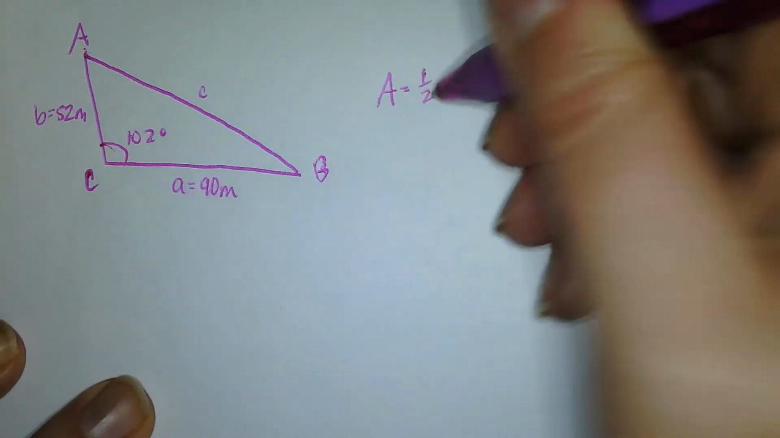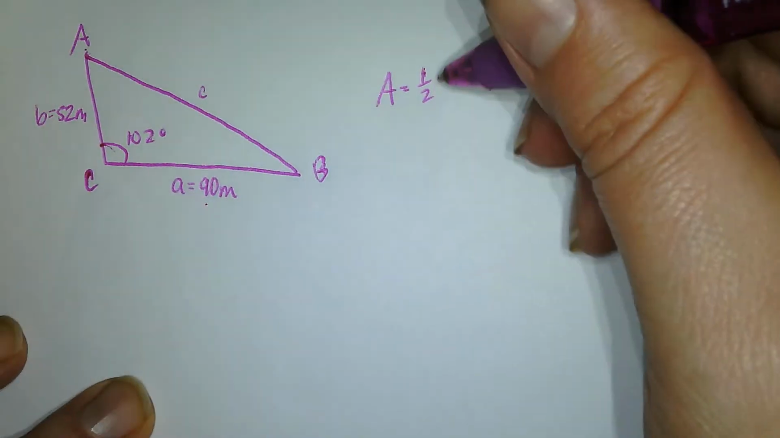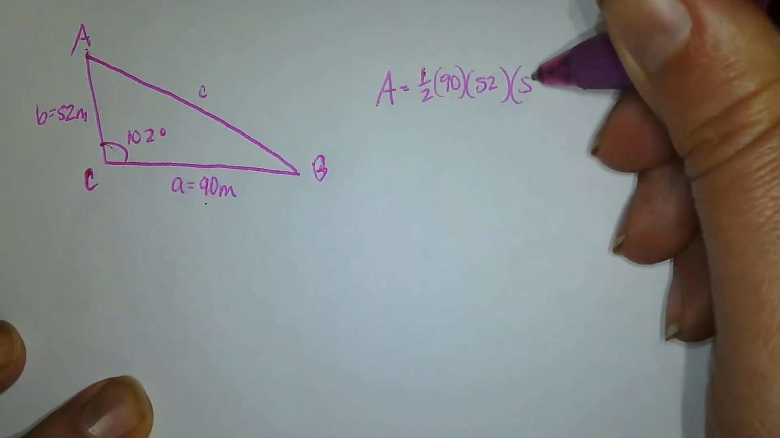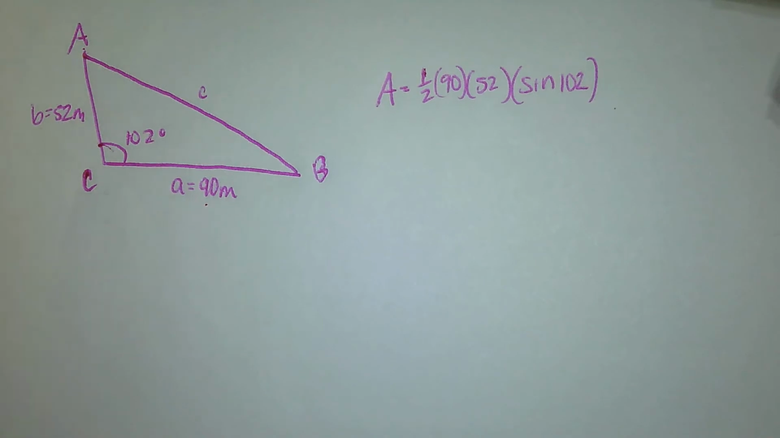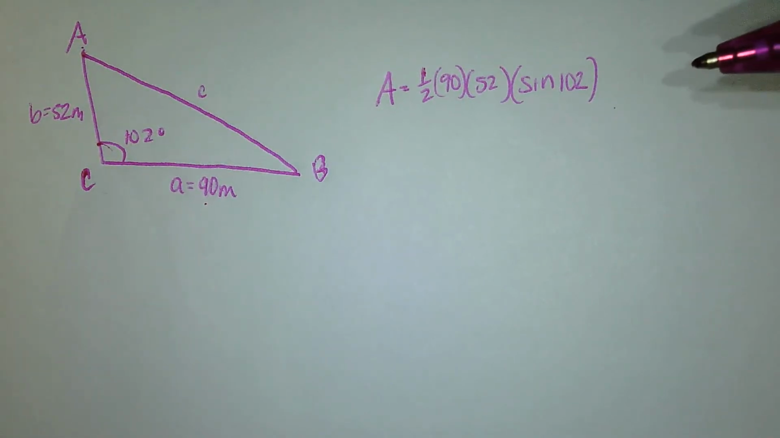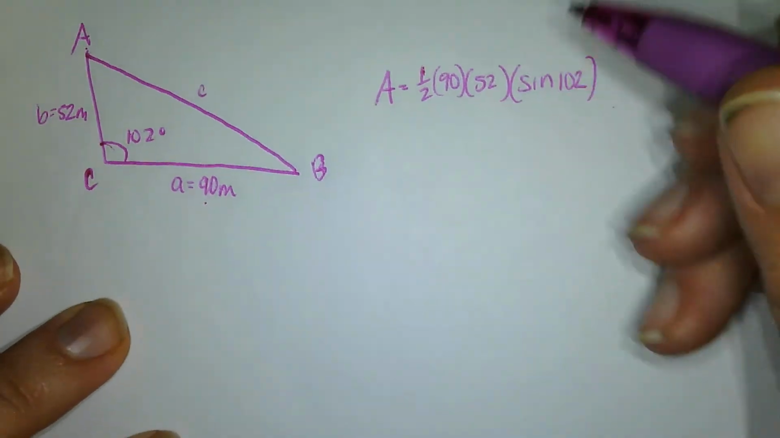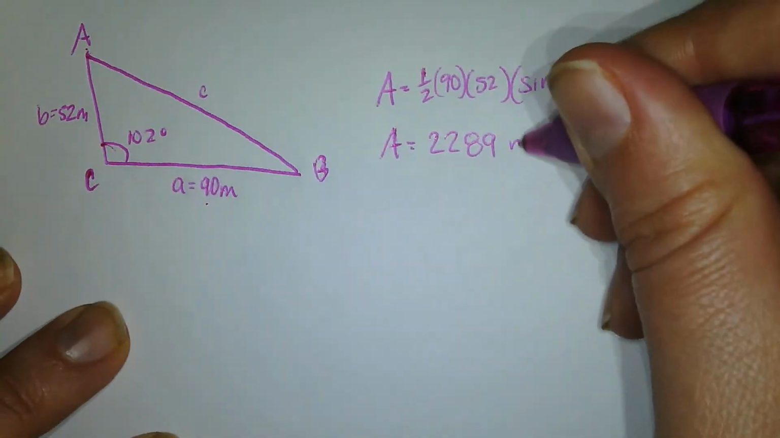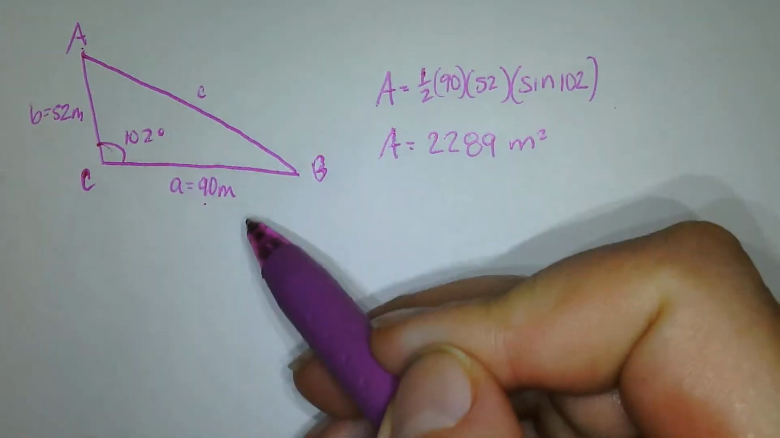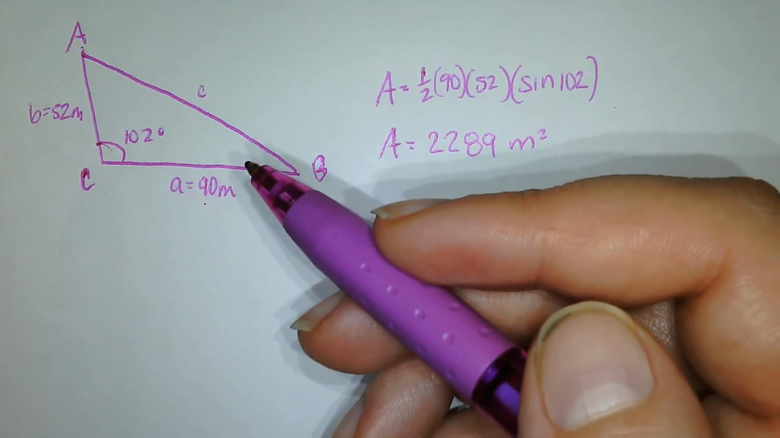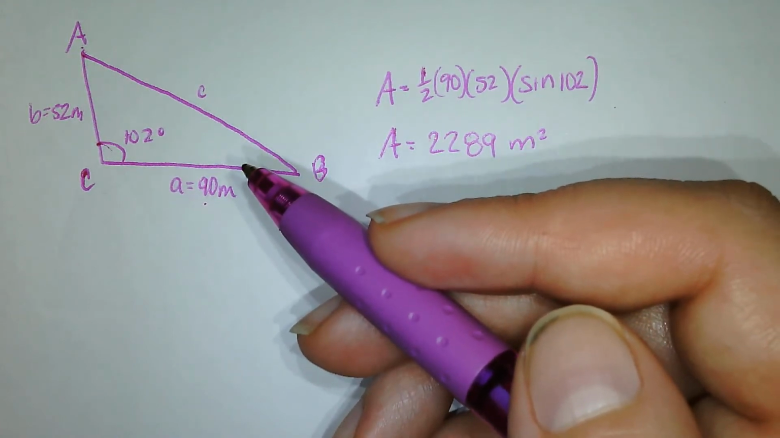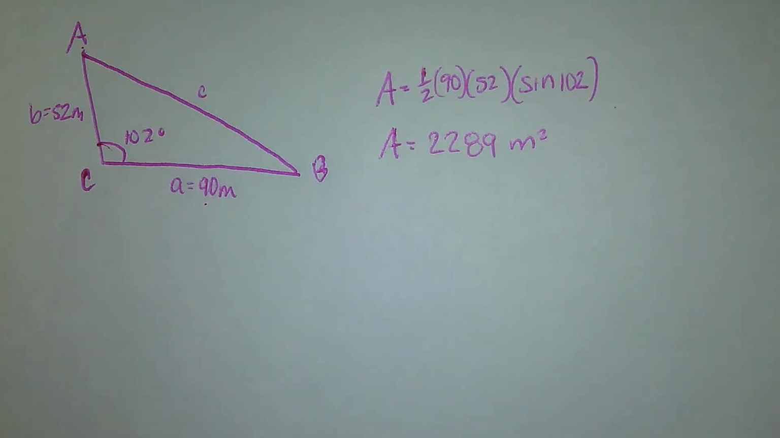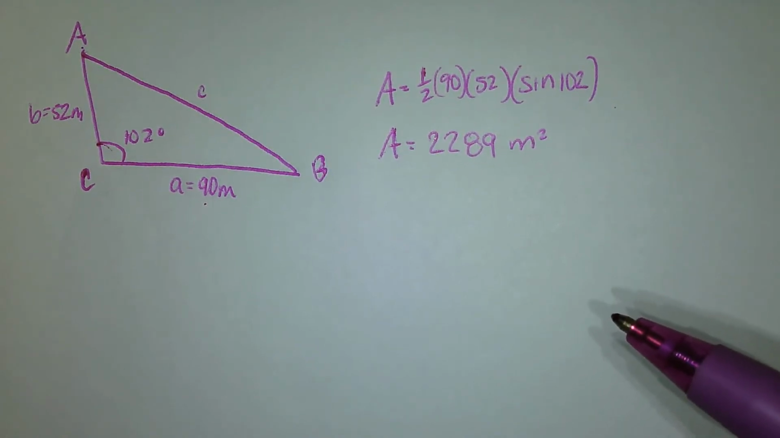So 1/2 a times b times sine of C: 90 times 52 times sine of 102. And we just plug it in. So all this is, they're given a formula and we are just using it. And this is equal to 2,289 square meters. Because remember, we're just using that unit and we're squaring it. So it's really not too bad to do this. Okay? Any thoughts? Hopefully you're going to figure it out.